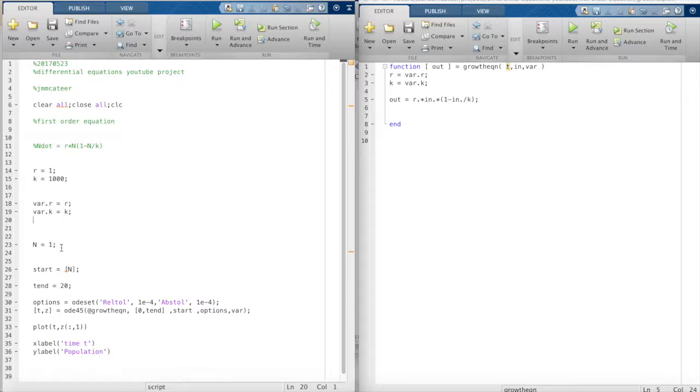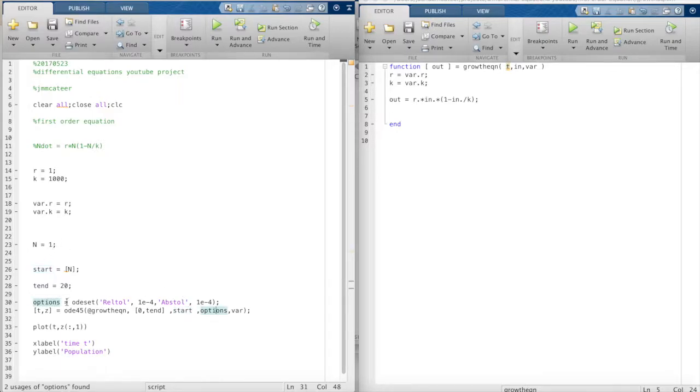Now, if we go back to this equation, we then have these initial conditions n, which we have in a variable called start, and this is the end time. So in ODE45, which is the function which is going to do the integration, we use this @, and then the growth equation, which is just the name of our function, which is in the same folder. This is the time span that we're integrating over, starting at 0 and ending at time t end, which we've got as 20. Start here is just a variable which has the initial conditions, and in this case we're starting with a population of 1.